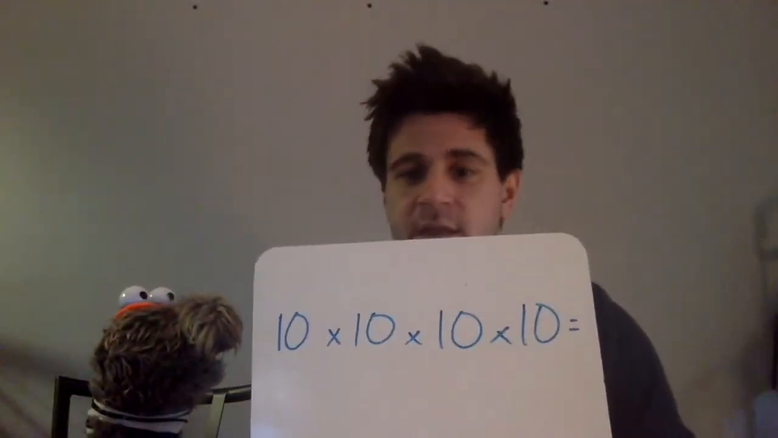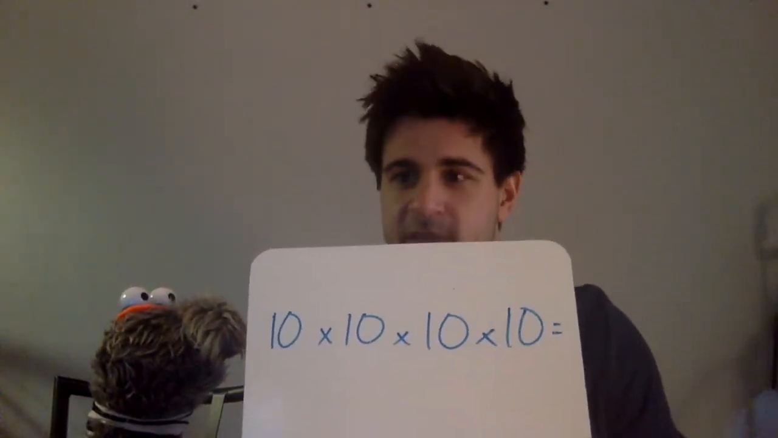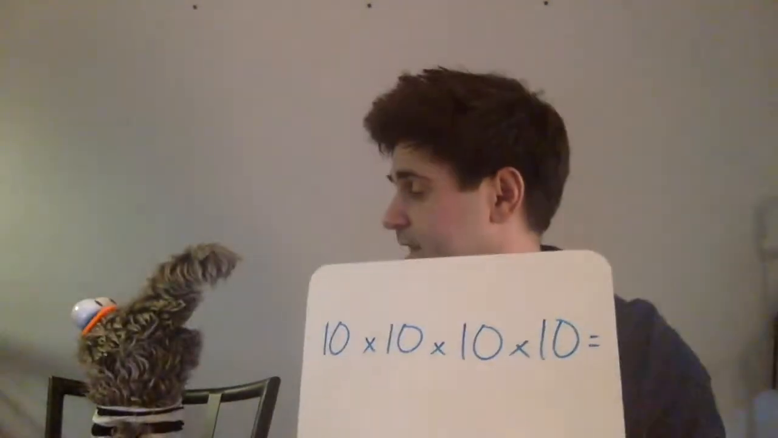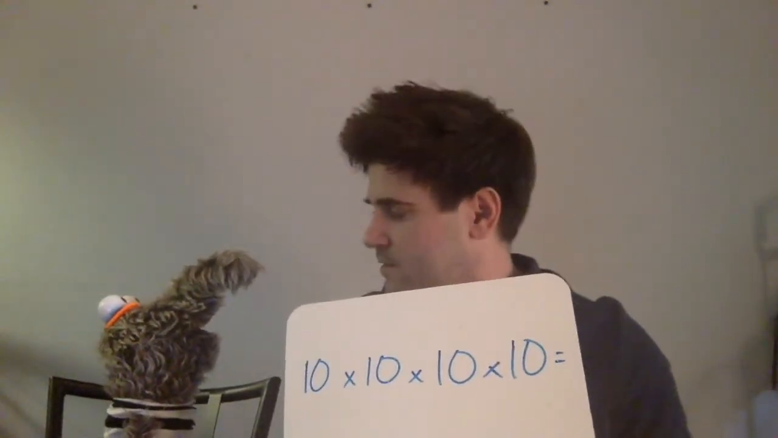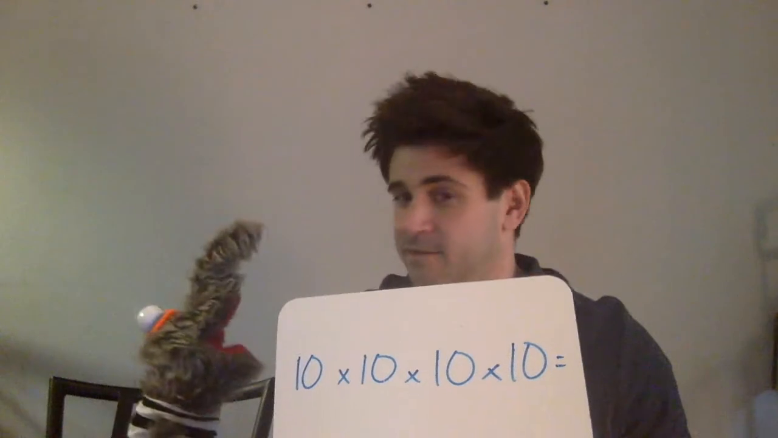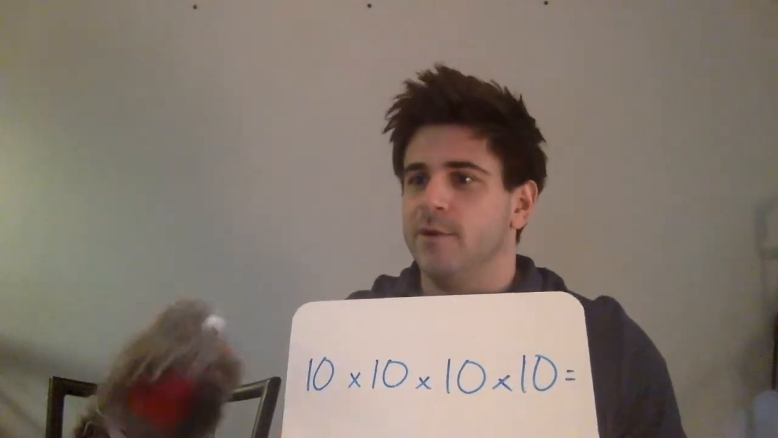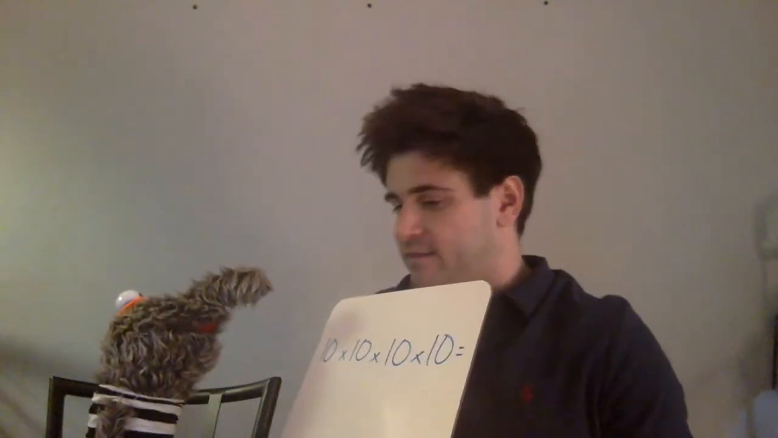So we're going to have a math sentence that looks like this. 10 times 10 times 10 times 10. Do you know what 10 times 10 times 10 times 10 is? Do I look like a calculator? Man, I don't know what you look like. Okay? So count the zeros in the math sentence. How many zeros are there?